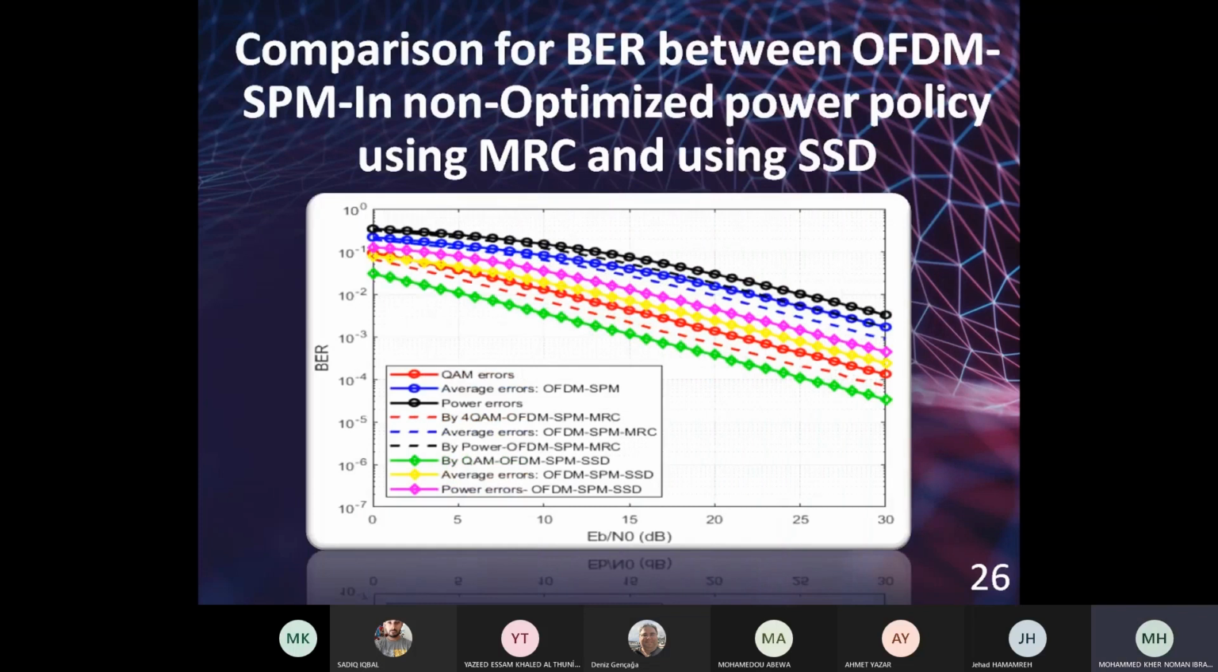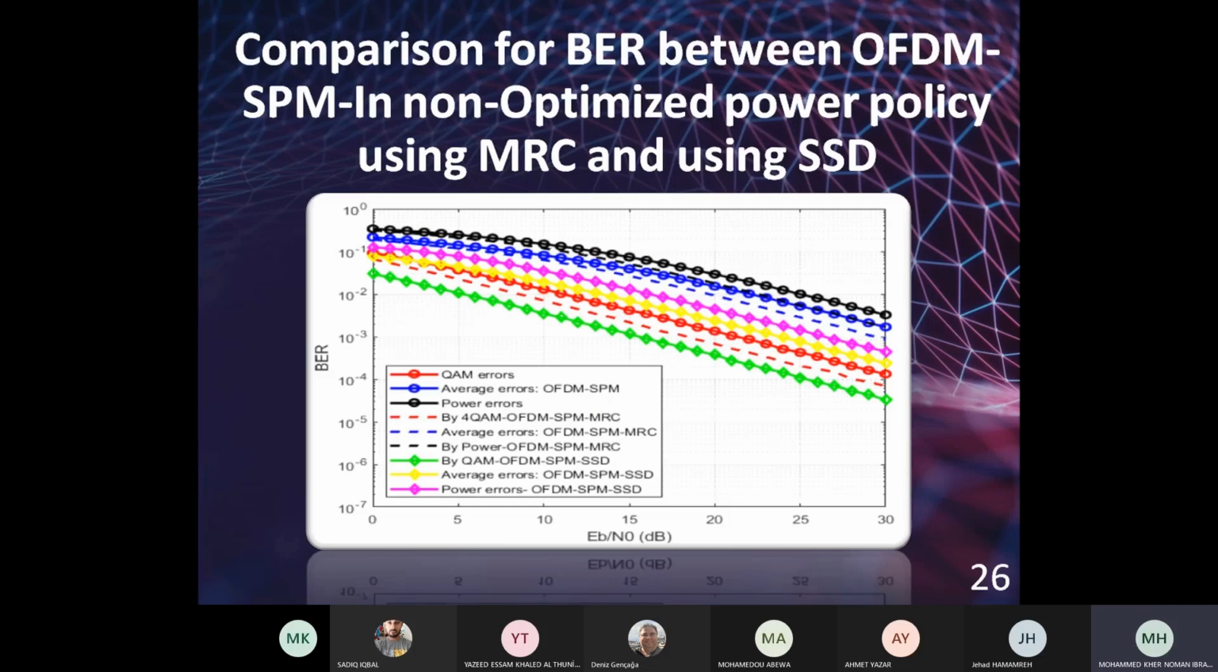And when I also use the maximum ratio combining, from the figure that I got from my simulation, you will see that MRC gives a small improvement in bit error rate compared to OFDM-SPM, and also with the cost of complexity. And at the end of the day, SSD or signal space diversity proved that it made better results.